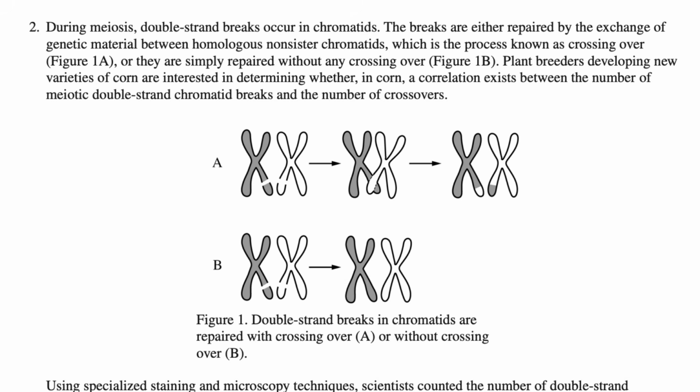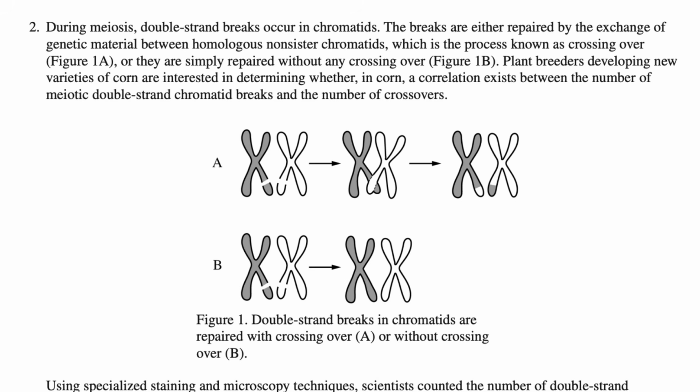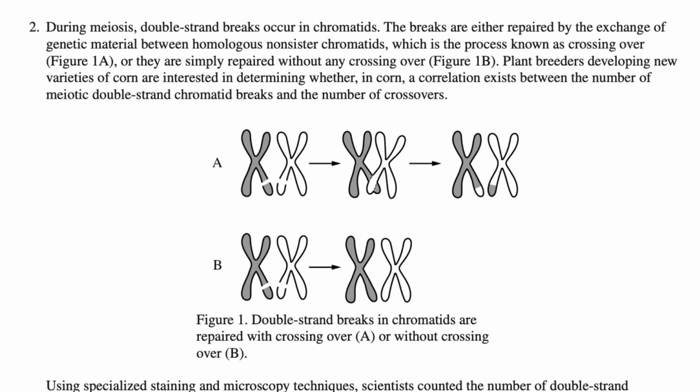During meiosis, double-strand breaks occur in chromatids. The breaks are either repaired by the exchange of genetic material between homologous non-sister chromatids, which is a process known as crossing over. Yep, that's our Unit 5 right there. Or they're simply repaired without any crossing over. So far we have just some background information, but here is some context that's coming up. Plant breeders developing new varieties of corn are interested in determining whether, in corn, a correlation exists between the number of meiotic double-strand chromatid breaks and the number of crossovers.